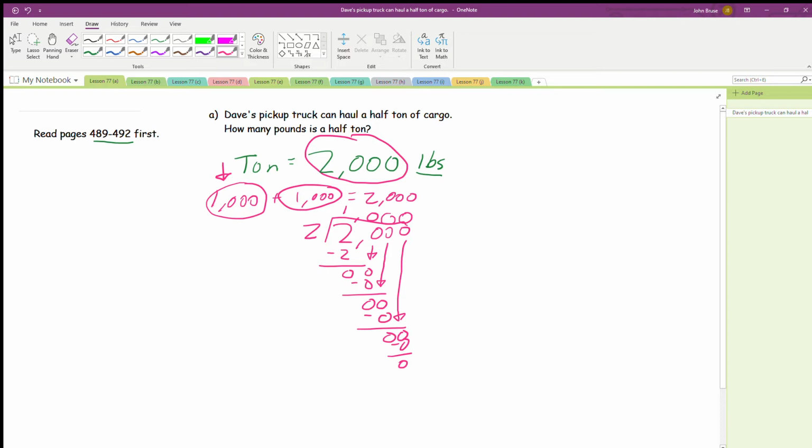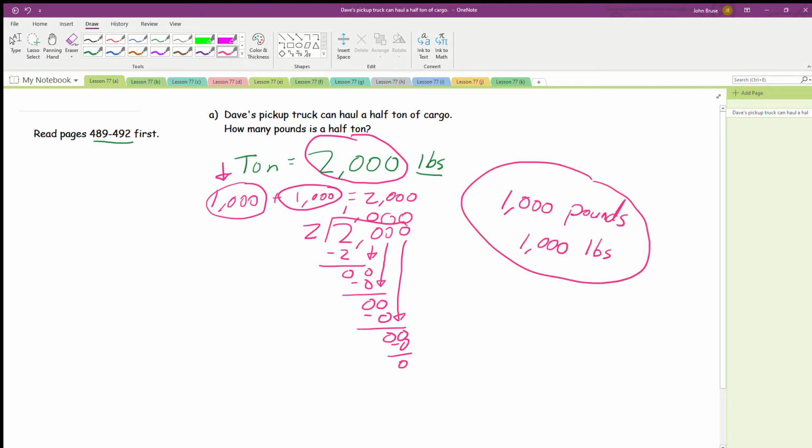So how many pounds is half a ton? Well, it's half of 2,000, so it would be 1,000 pounds. Or you could write 1,000 lbs. That is our answer for A.